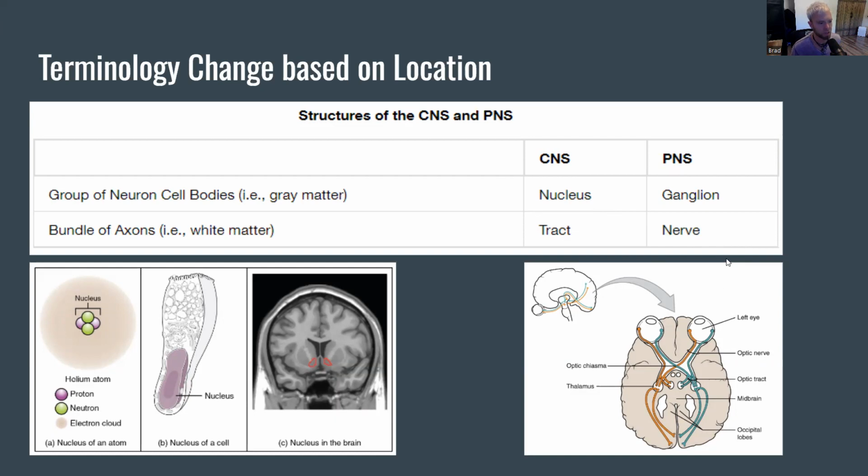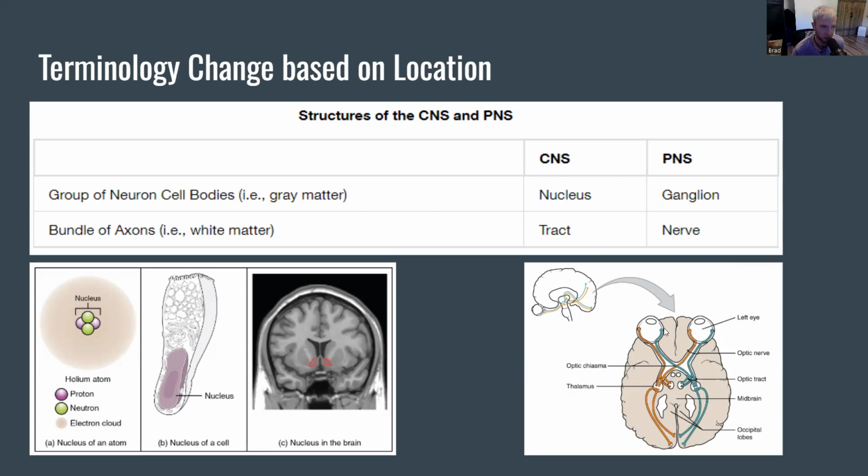But essentially, right, we're talking about tracts and nerves. So if it's in the central nervous system, it's a tract. If it's peripheral, like running down your limbs, that's going to be called a nerve. And so you can see here, right, these are the three different forms of nucleus. So we have a nucleus like an atom, we have a nucleus in a cell, and then we have a nucleus as a bundle of cell bodies, nerve cell bodies.